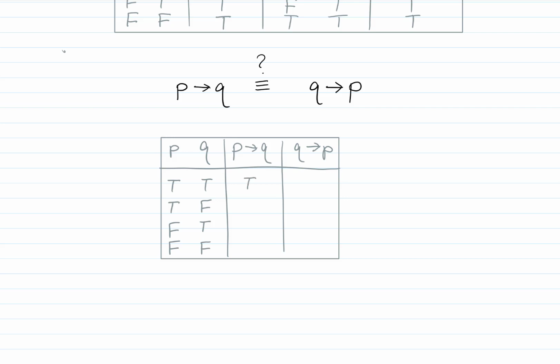Okay, an implication is only false when the hypothesis is true and the conclusion is false. And I can say the same thing for the next column. It's also an implication. It's only false when the hypothesis is true. The hypothesis of this one is Q. And the conclusion is false. That's the only time the implication's false. All other times it's true.